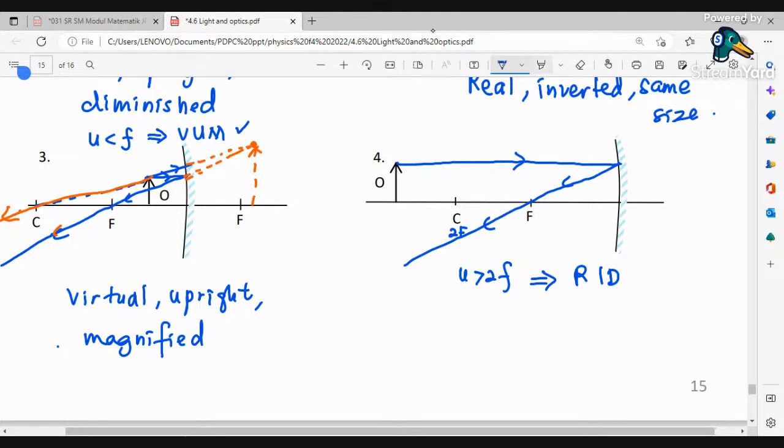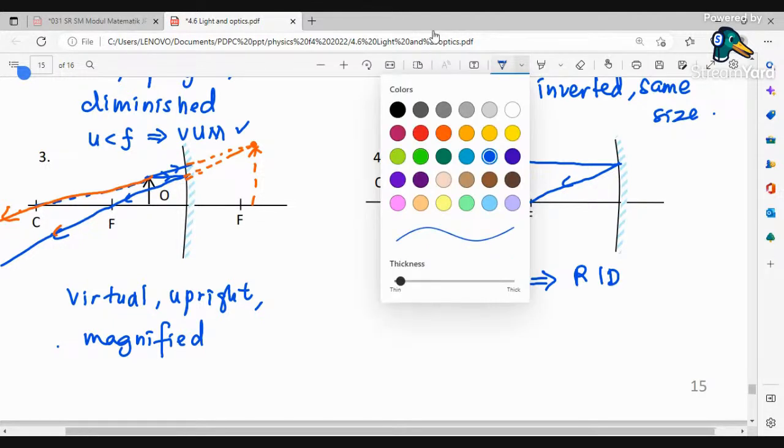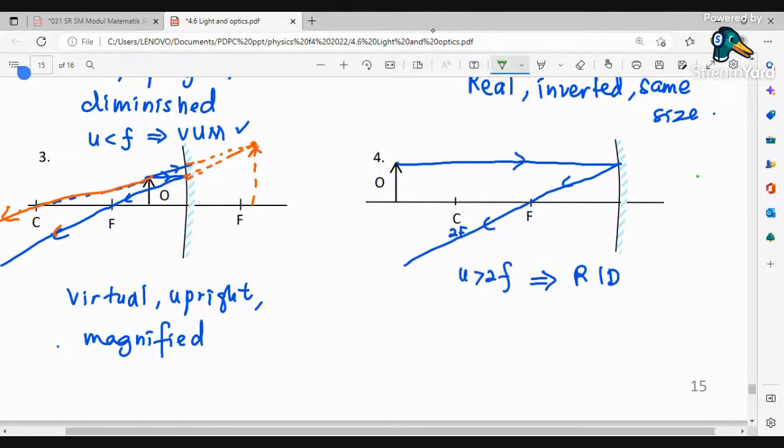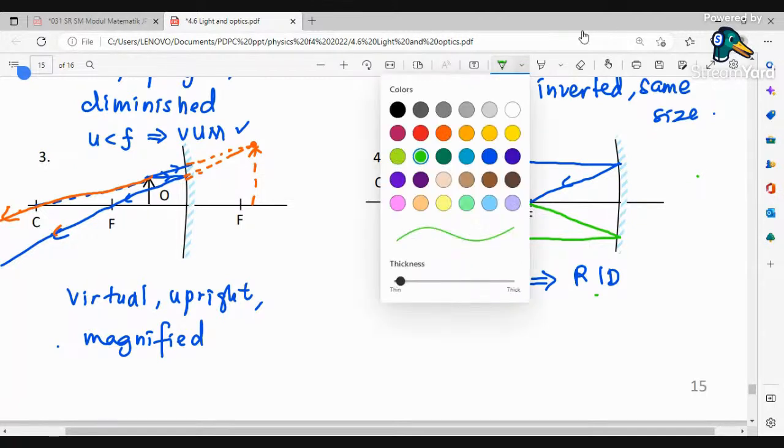And then the second one, I use a different color. Okay, pass through F, reflect back parallel. Okay, so the image forms here. Image here. So the image forms in front of the mirror, which means real. Okay, upside down, inverted, smaller, so diminished. So we get the same characteristics.